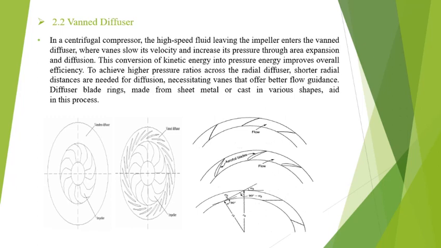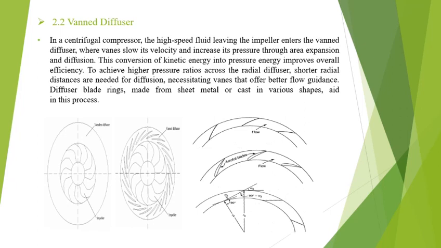This conversion of kinetic energy into pressure energy improves overall efficiency. The figure shows first a vaneless diffuser, after that a vaned diffuser. Here it shows the vaned diffuser with rotor blades, while vaneless means there is nothing, no vanes, here.